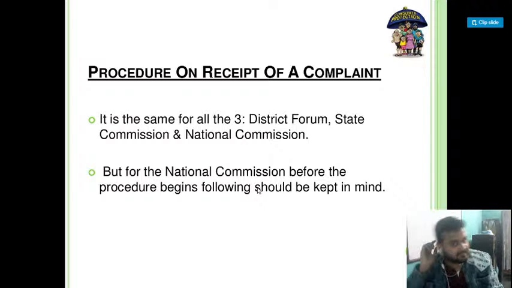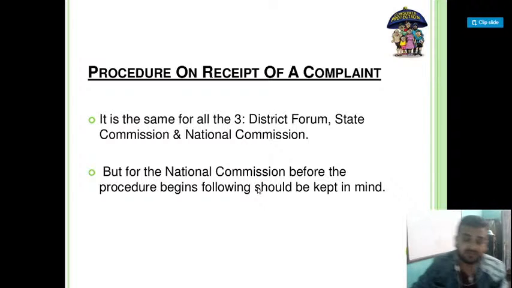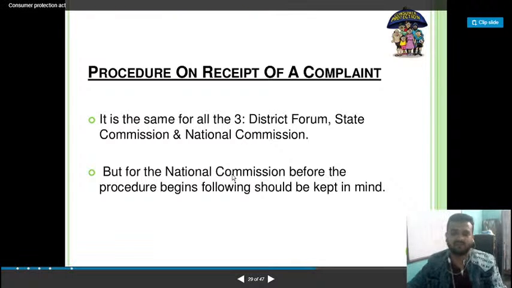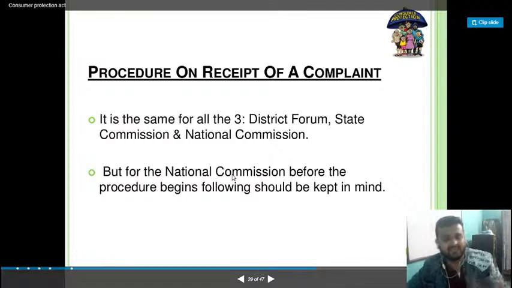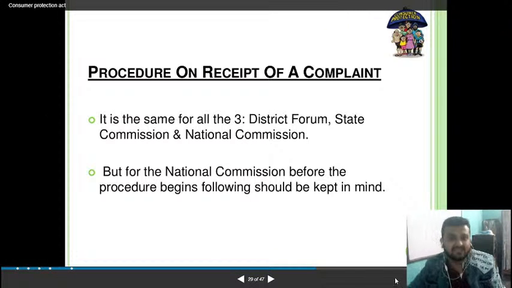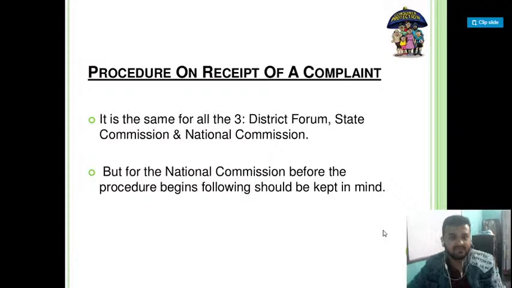Now we'll see the procedure. What are the different procedures? How can you file a complaint? We'll see how a person can file a complaint if you are being cheated, or if you want to claim something, then what is the procedure for filing a complaint?